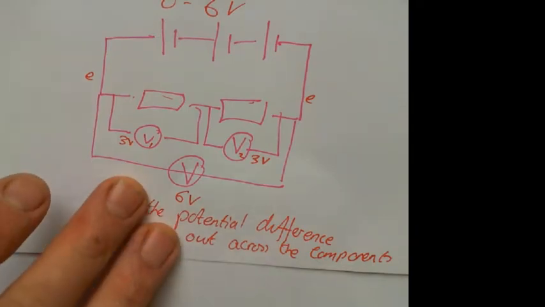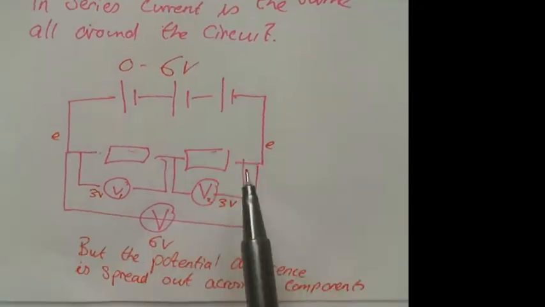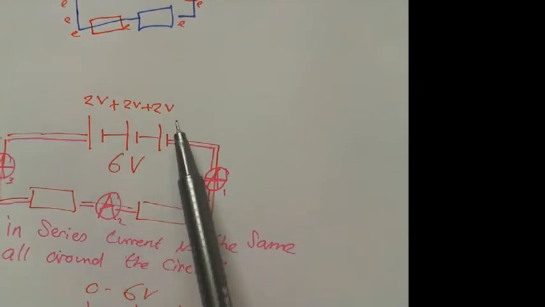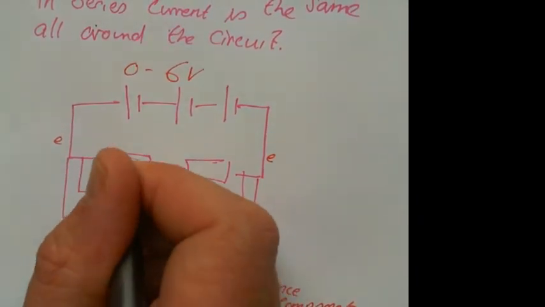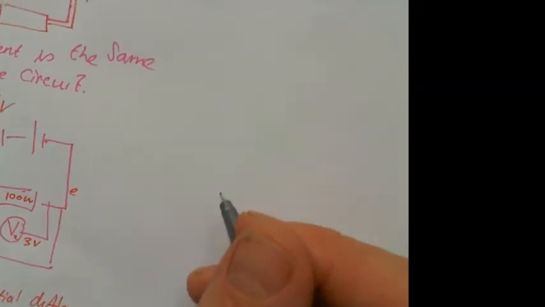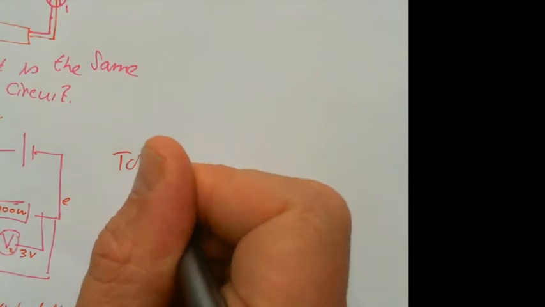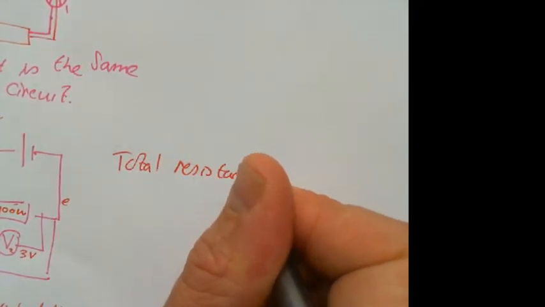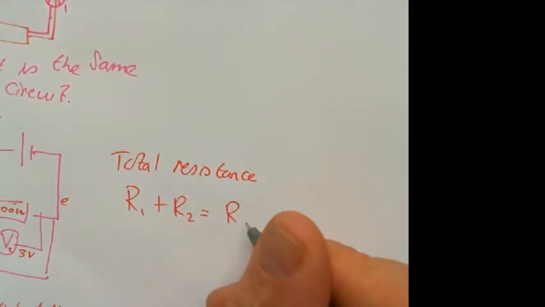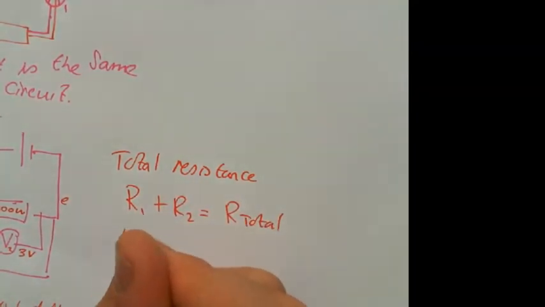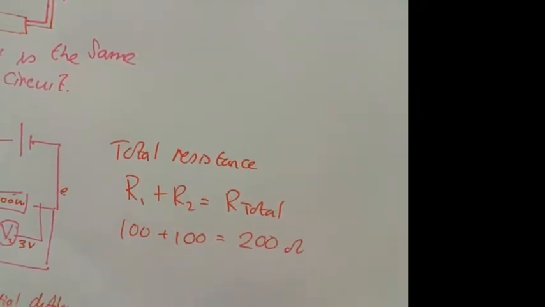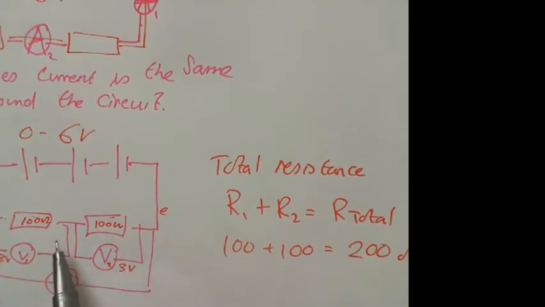And the last thing, so far we've done current and voltage and what to do about adding up the cells. The last thing that we have to add up is resistance. If that one was a 100 ohm resistor and that one was a 100 ohm resistor, then the total resistance in a series circuit, you just do R1 add R2 equals R total. So our R1 was 100, our R2 was 100, so R total equals 200, and the units for resistance is ohms. So all you do is add them together.